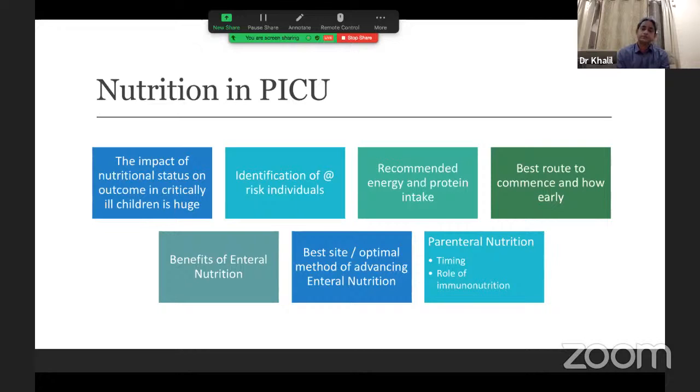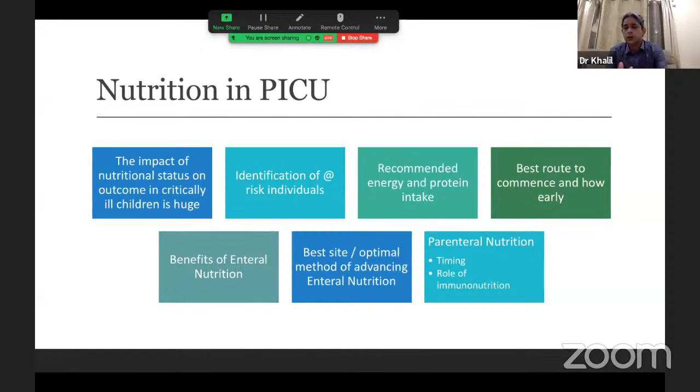What is the best route to commence and how early? Again, there are so many unfounded fears, that the child is on stiff doses of inotropes, or the child is kept NPO for gastric residual volume. Now we normally don't start feeds in sick children in the first 24 hours, but the guideline says you can start feeding in the first 24 to 48 hours. I start some trophic feeds because small volume feeds help in maintaining gut integrity, and thereby help in preventing the translocation of bacteria from the gut to the systemic circulation. So the best route is always the enteral route.